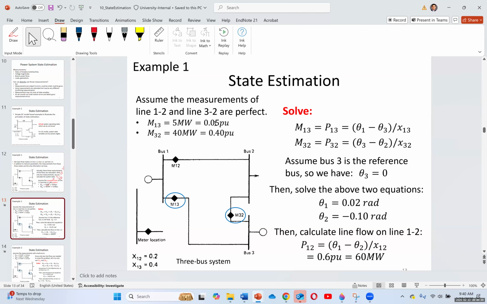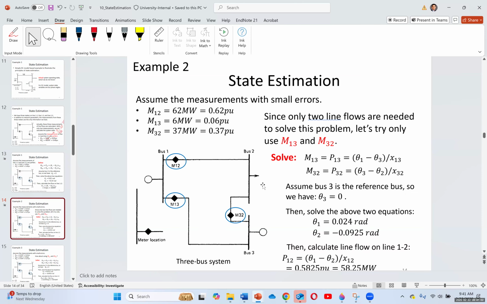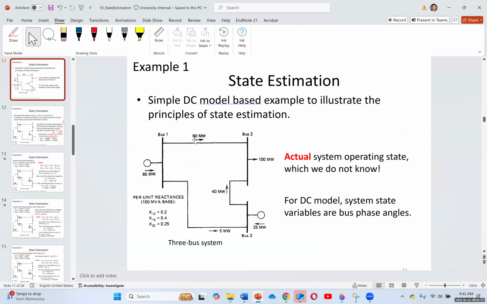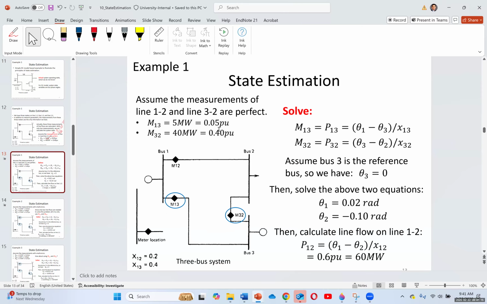P13 or M13 is already known, which is 0.05 per unit, and M32 is 0.4 per unit, and theta 3 is 0, theta 1 is unknown, and X13 is, from here you can see, 0.4. And from this, theta 1 is 0.02 radians, and theta 2 is negative 0.1 radians. Then we can calculate line flow on line 1 and 2. So P12, we already have theta 1, we already have theta 2, and we have X12, which gives us 60 megawatts. So from example 1, we get the perfect, actual numbers: 5 megawatts, 40 megawatts, and 60 megawatts.